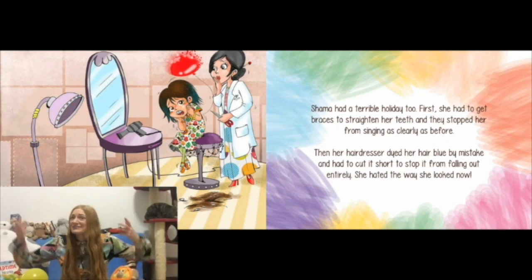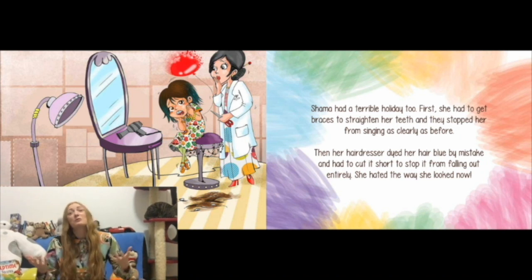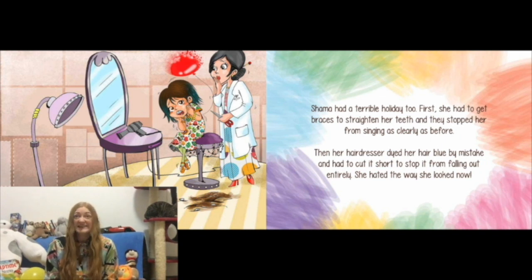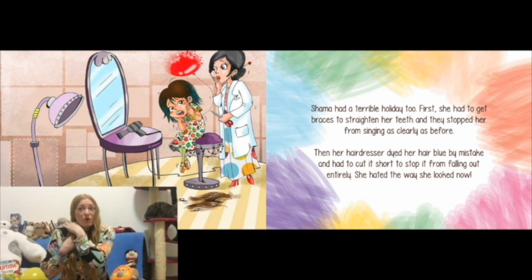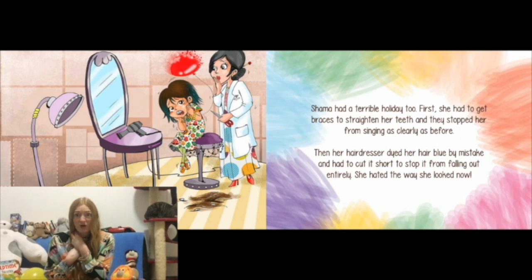Sharma had a terrible holiday too. First, she had to get braces to straighten her teeth, and they stopped her singing as clearly as before. Then, her hairdresser dyed her hair blue by mistake and had to cut it short to stop it from falling out entirely. She hated the way she looked now.